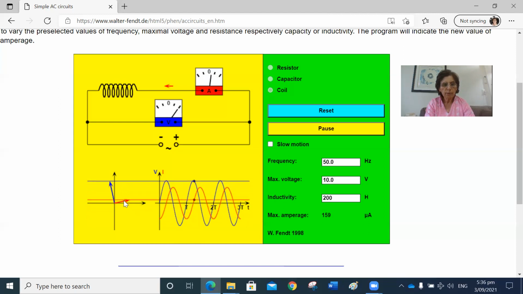So what we can say from here is that current and voltage across the inductor are not in phase. Voltage across the inductor is 90 degrees ahead of the current in the circuit. So that's all for today's video.